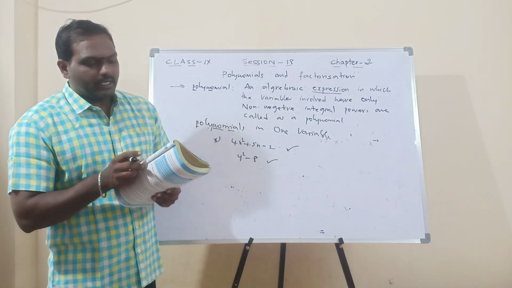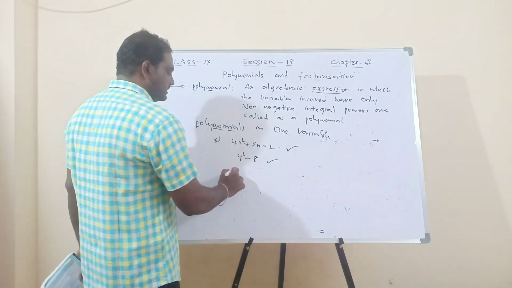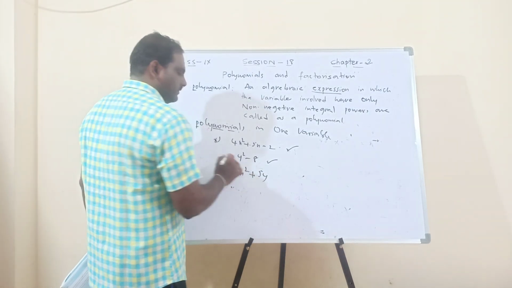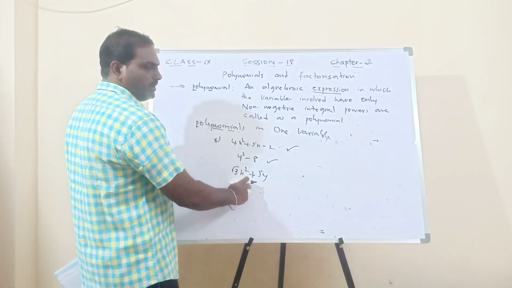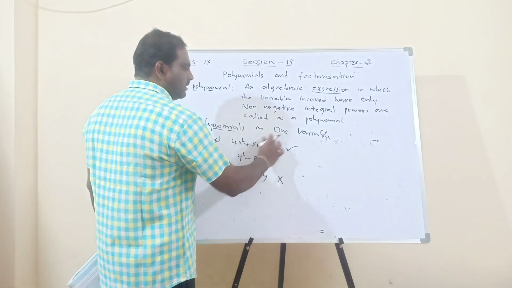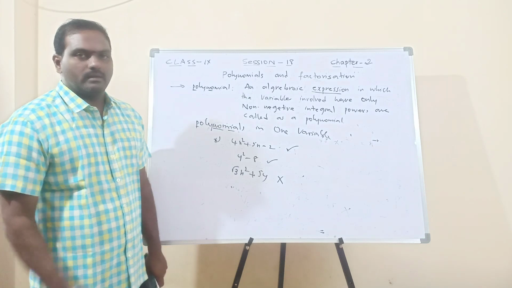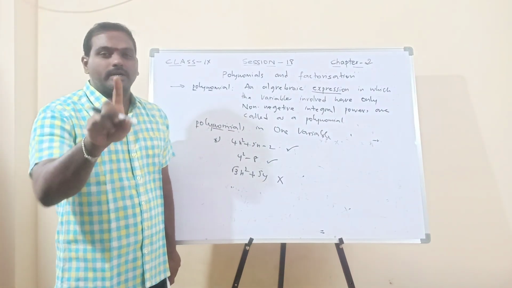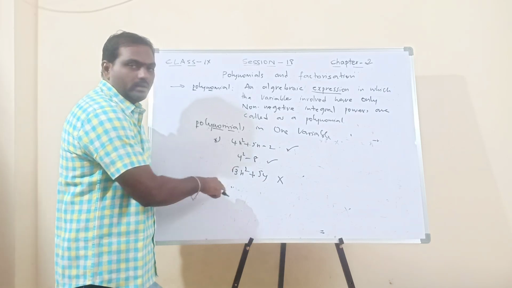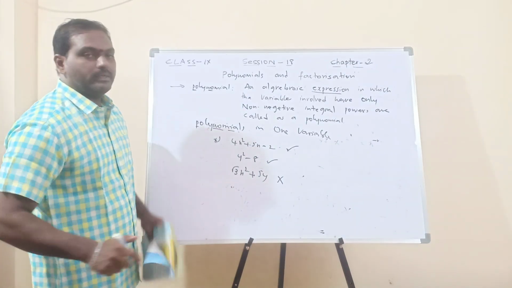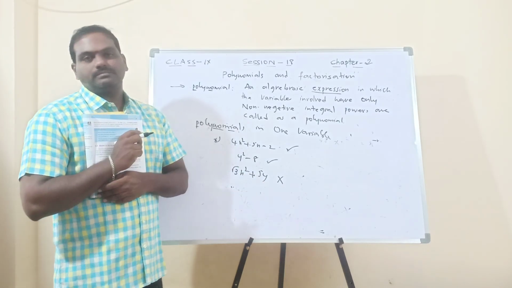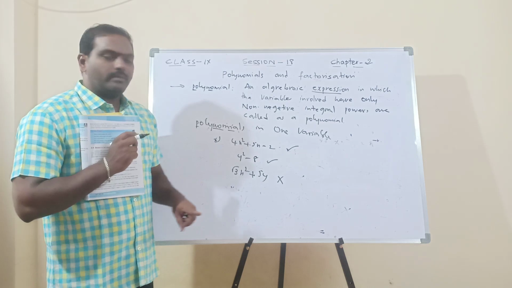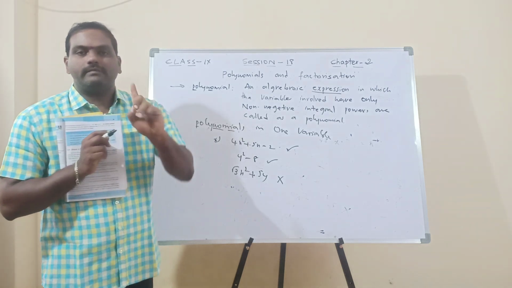So if I write another one, you will see the difference. Look at this, root 3x square plus 5y. First of all, is it a polynomial or not? Yes, it's a polynomial, but it is not a polynomial in one variable. Don't get confused. It is a polynomial in two variables. What are the two variables? One is x, one is y. So a polynomial in one variable means it must be a polynomial and there must be only one variable.